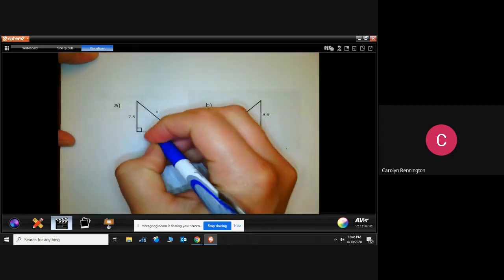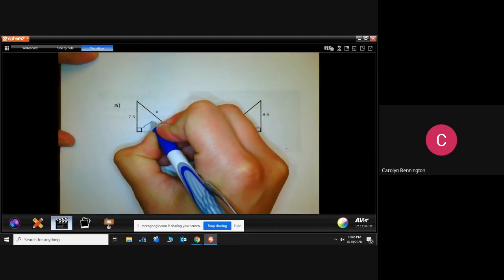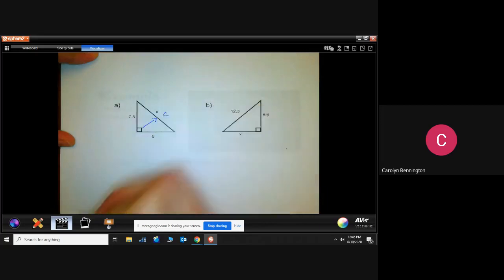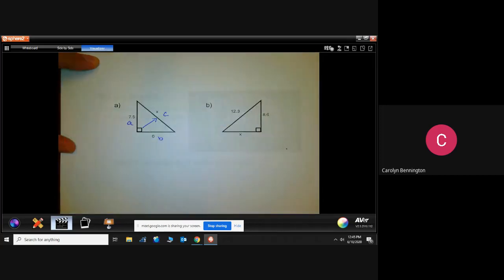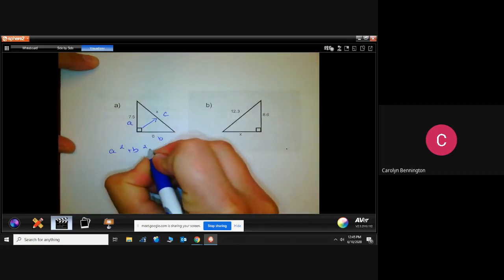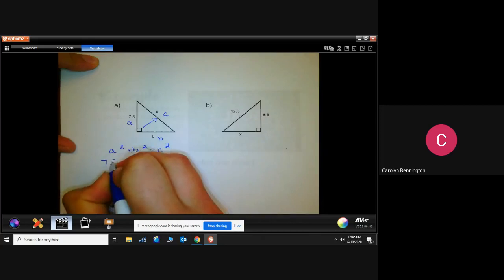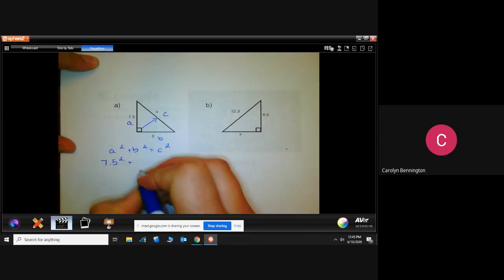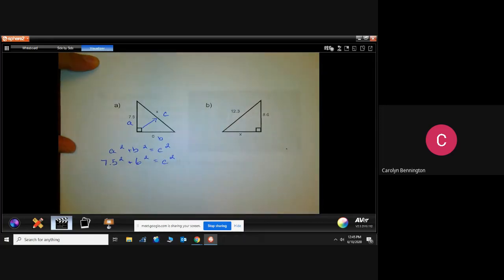So first of all, we're going to start by finding the hypotenuse. So directly across from the 90-degree angle, that's our hypotenuse, and we'll label that as C. We'll label 7.5 as A and 6 as B. Then we'll move on to our Pythagorean theorem and substitute in what we know. So our A value is 7.5, and we'll square that. B is 6, and C is our unknown.